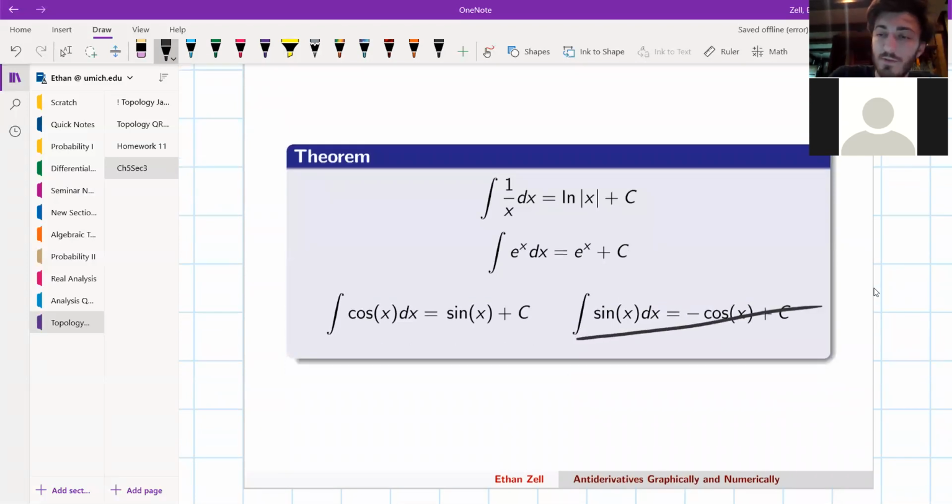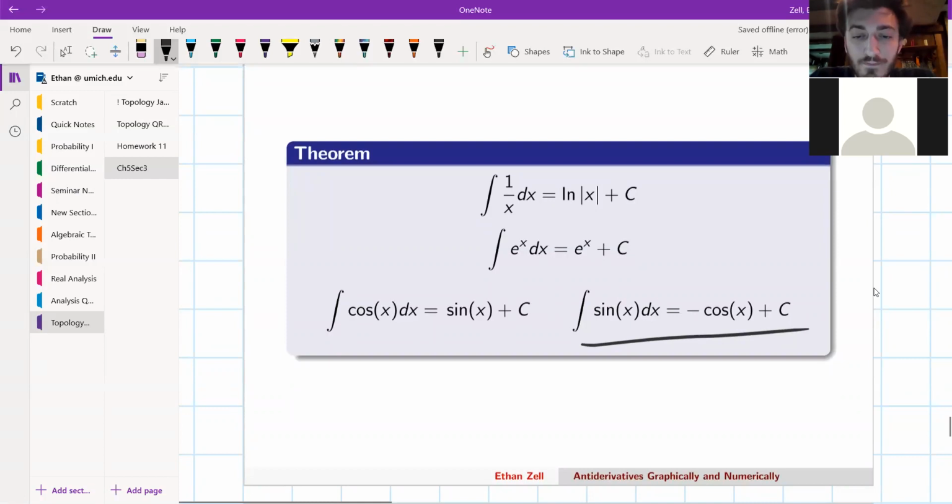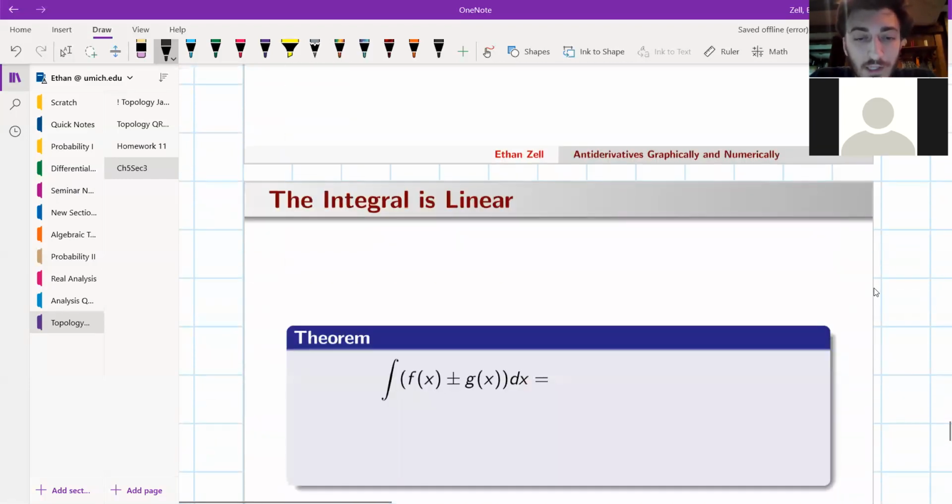And similarly, oops, didn't mean to cross that out. Similarly, the integral of sine of x is going to be minus cosine of x plus c. Okay, just like you would expect. Okay, so nothing crazy here.